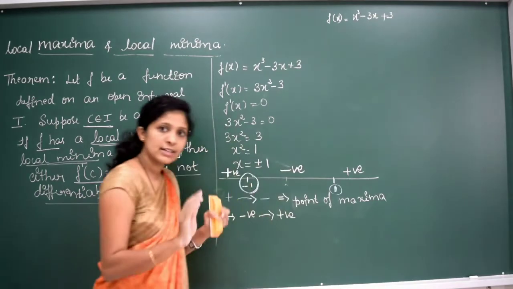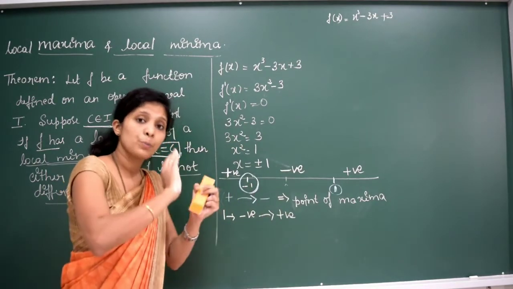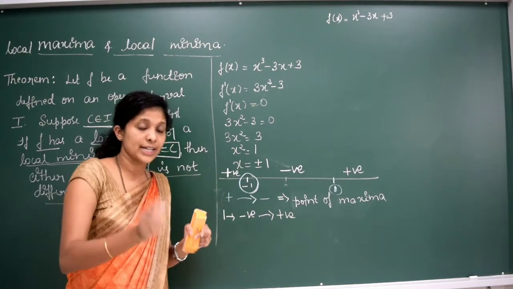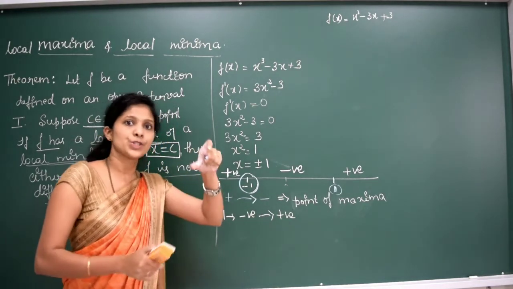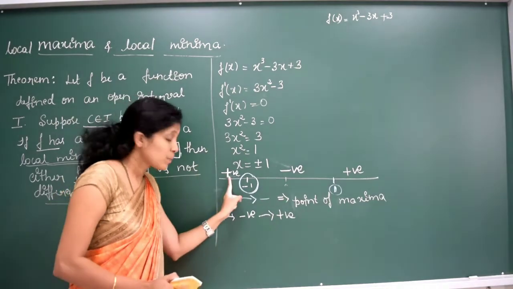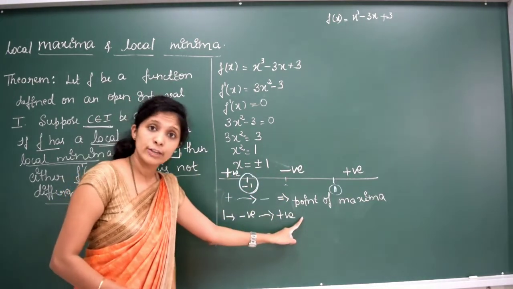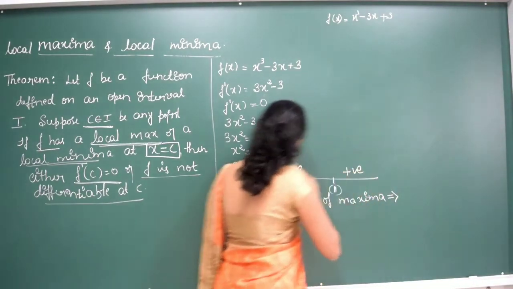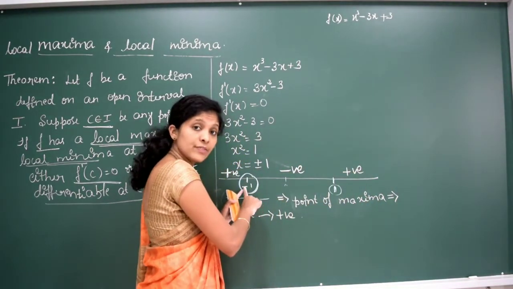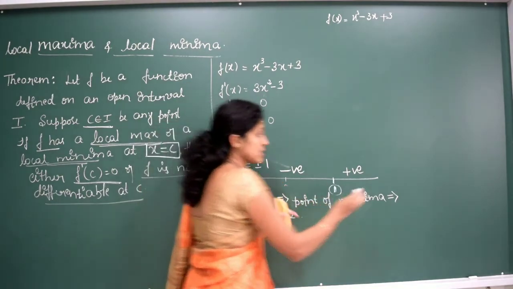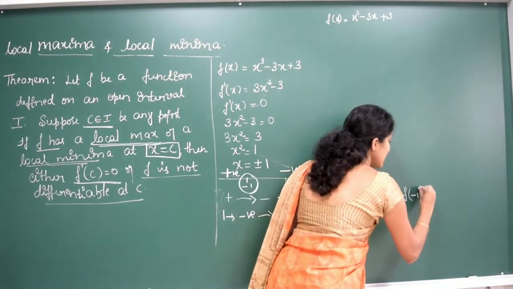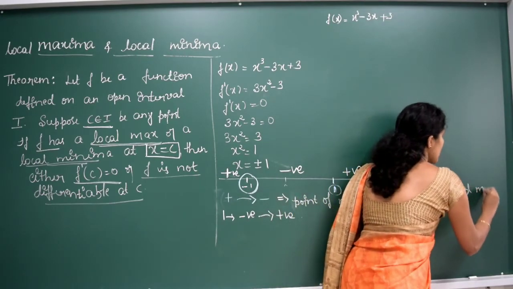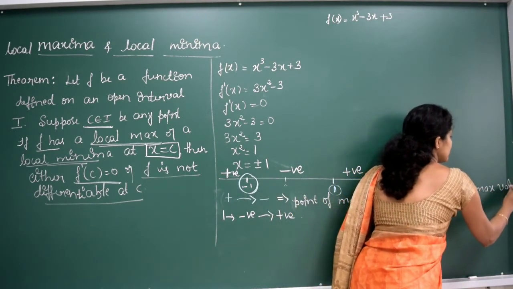If the function changes its value from positive to negative, that is plus to minus, then it is a maximum. It's the opposite of what we usually think. Usually we think negative to positive will be maximum. No, here positive to negative will be the point of maxima and the value of f of -1. Is it clear? This -1 is called the point of maxima and f of -1 is called the maximum value. Is it clear?